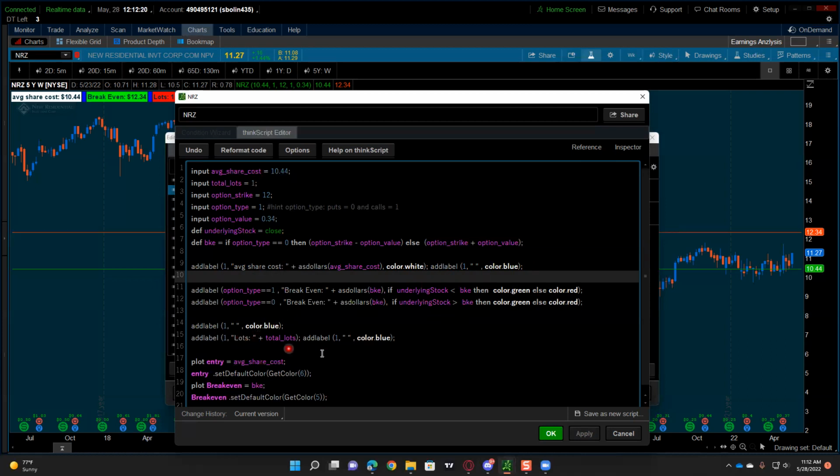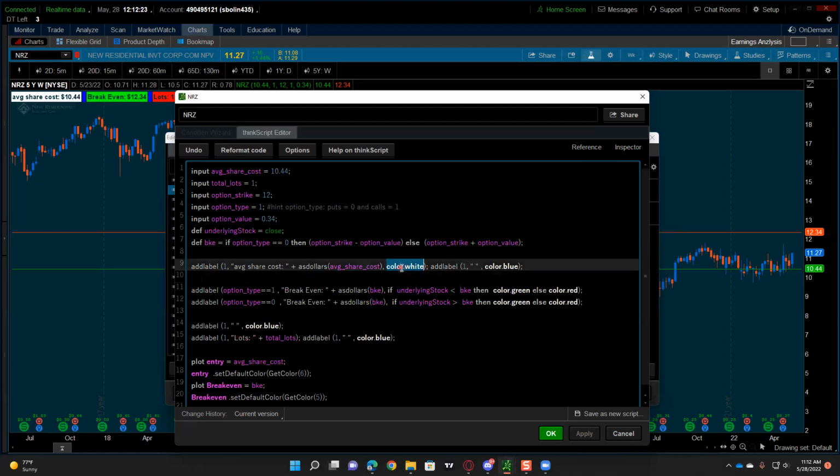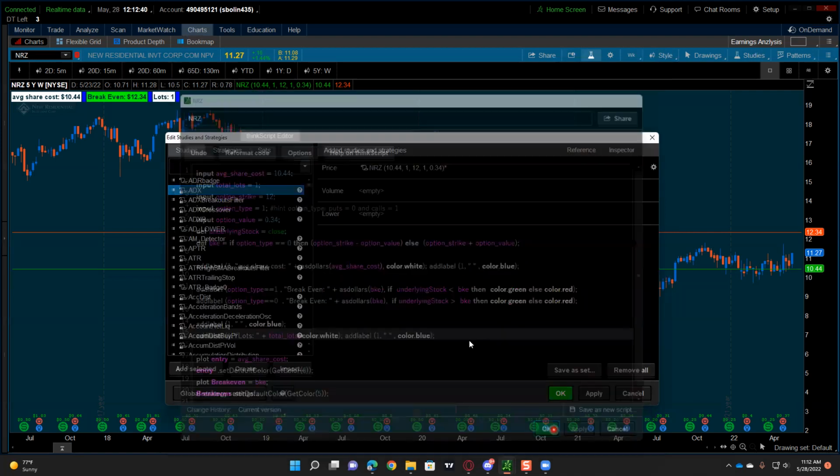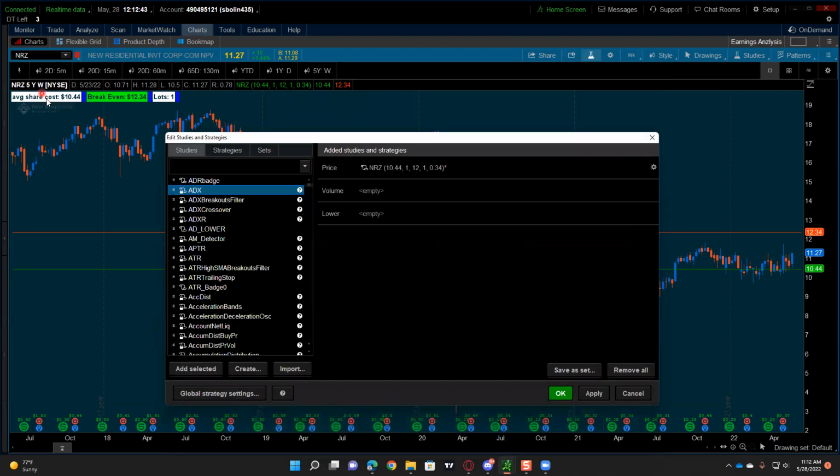So the lot is another one that really doesn't need to have a color because it's just information, right? How many lots we have should not be a warning color. And I see red as a warning color. So we're going to add a color to that, just make that one white. So if I look at the label right now, I see information of my average share cost, information in white. I see my break even at 1234, and we are underneath that break even, which is a good thing. And so it's green. And then we have information, how many lots, and we have that in white.